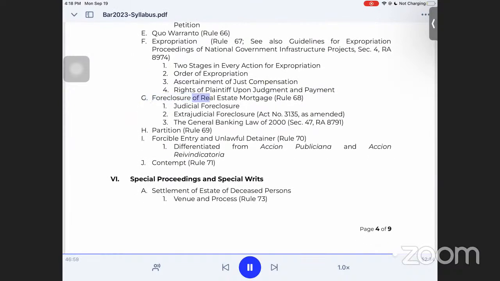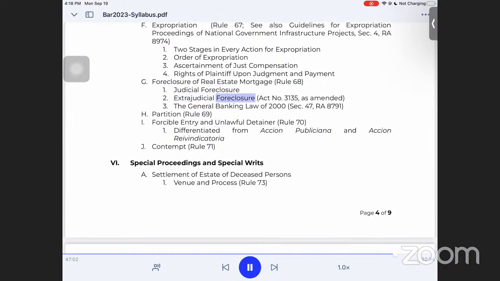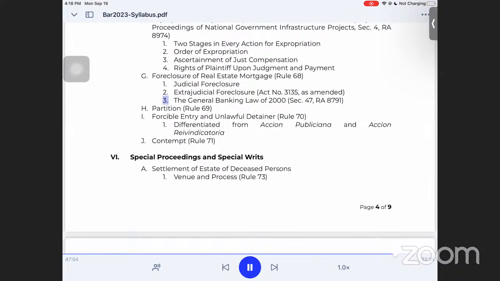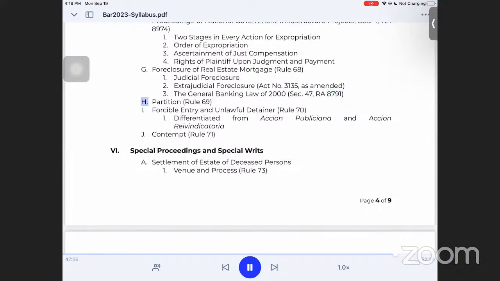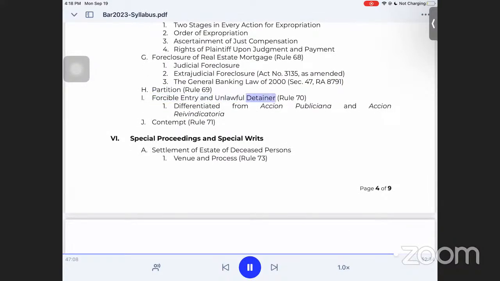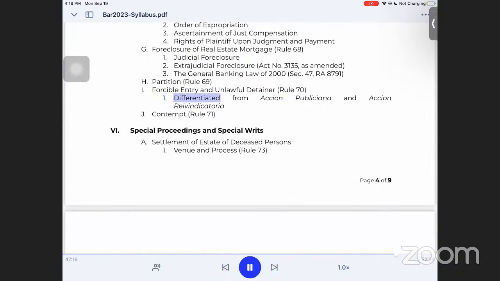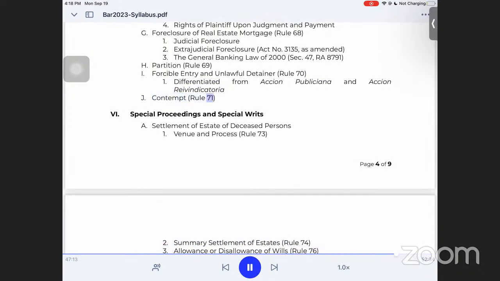G. Foreclosure of real estate mortgage, Rule 68. 1. Judicial foreclosure. 2. Extrajudicial foreclosure, Act No. 3135, as amended. 3. The General Banking Law of 2000, Sec. 47, RA 8791. H. Partition, Rule 69. I. Forcible entry and unlawful detainer, Rule 70. 1. Differentiate from accion publiciana and accion reivindicatoria. J. Contempt, Rule 71.